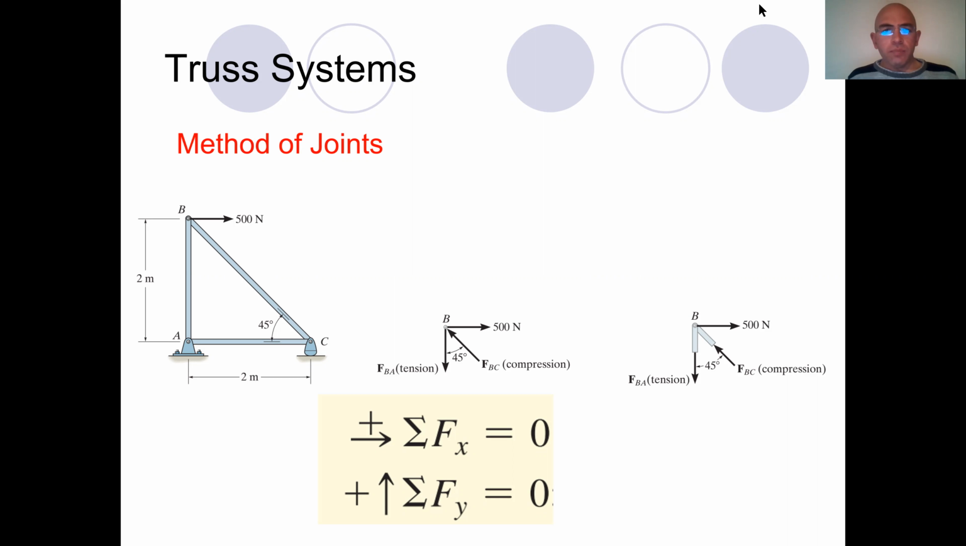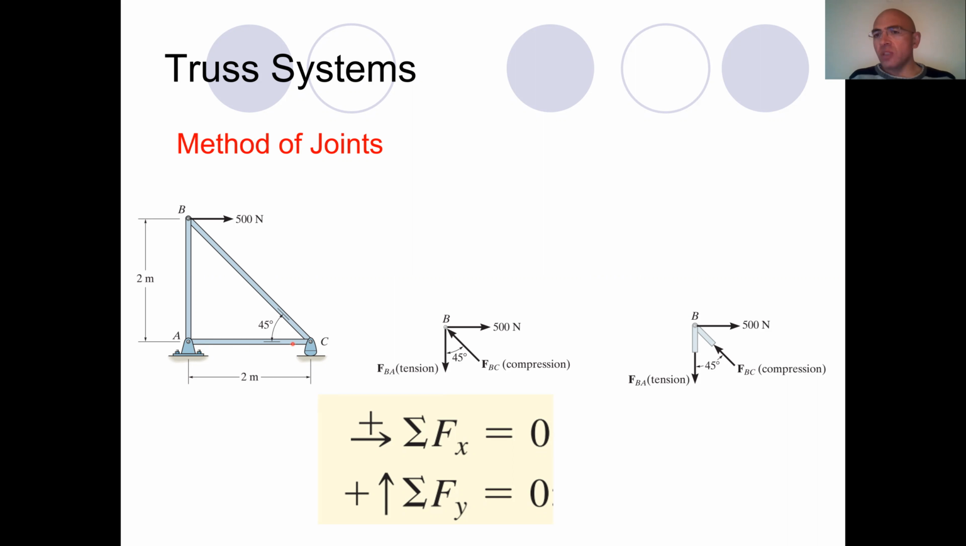Okay, so our new topic is trust systems, and we are going to see how we are going to analyze the forces in a trust. So what's a trust? Basically, we can say that a trust system is made of members which are straight and flat.